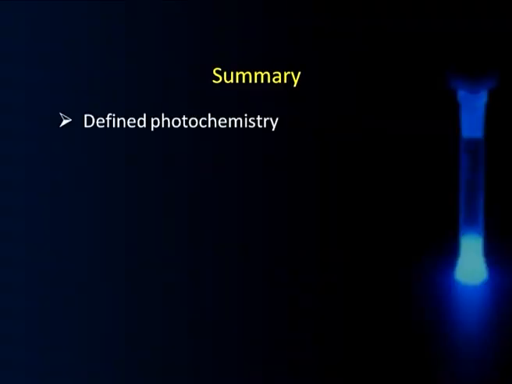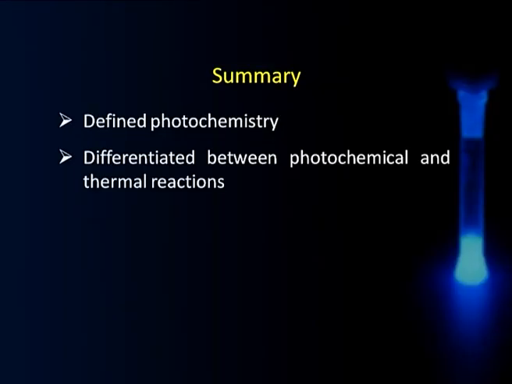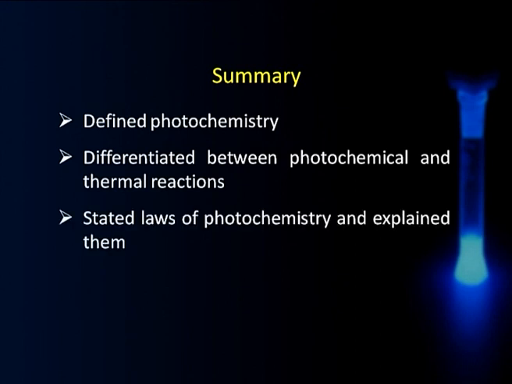Okay. Now, let us sum up what we have done today. We started by defining what photochemistry is, and in the process we saw a lot of examples of photochemical reactions or photochemistry in our day-to-day life. Thereafter, we spent some time on differentiating between photochemical and thermal reactions in terms of a variety of parameters. Then we moved on to stating the fundamental laws of photochemistry, that is the Grotthuss-Draper law and the Stark-Einstein law, and explained them and highlighted the significance of each one of them.